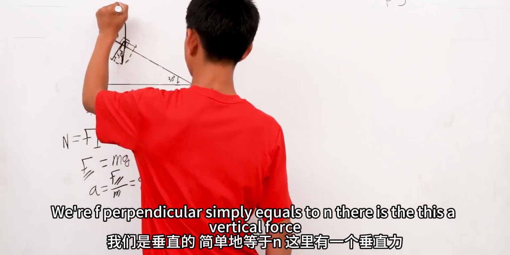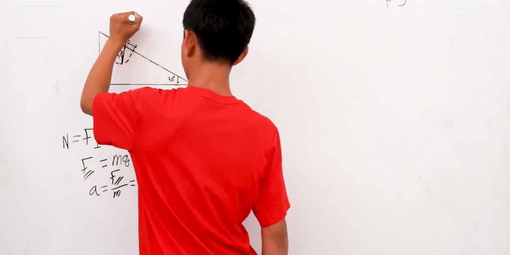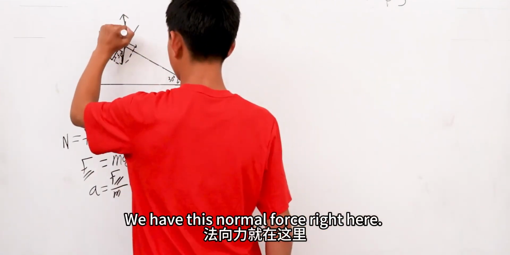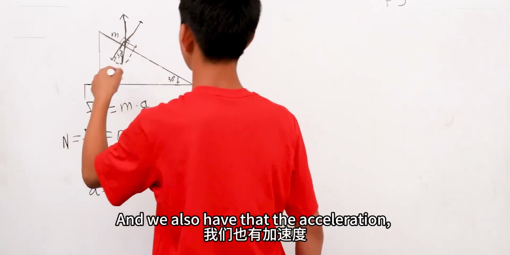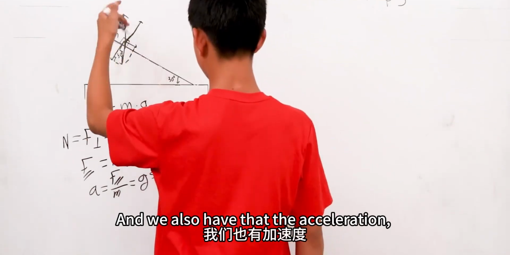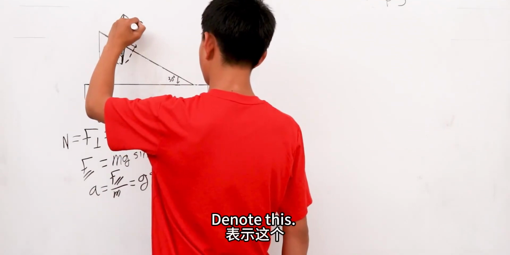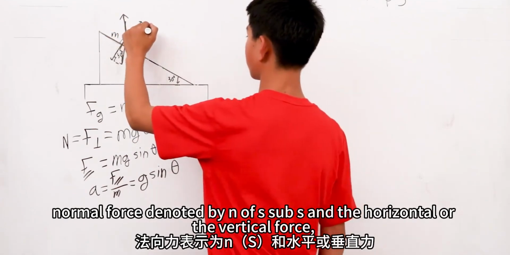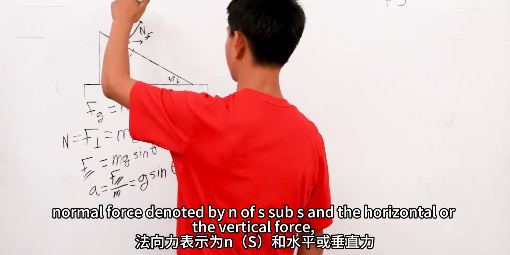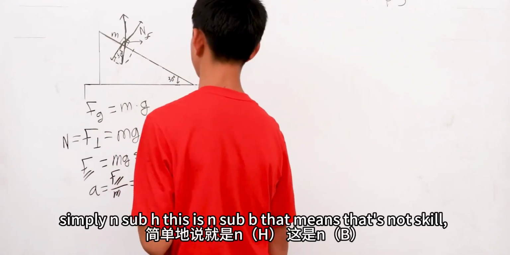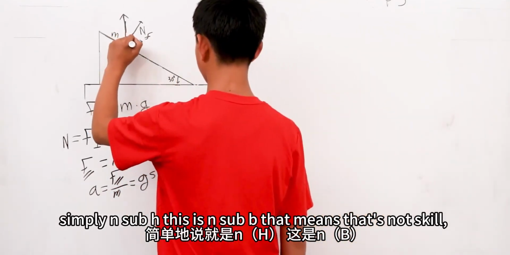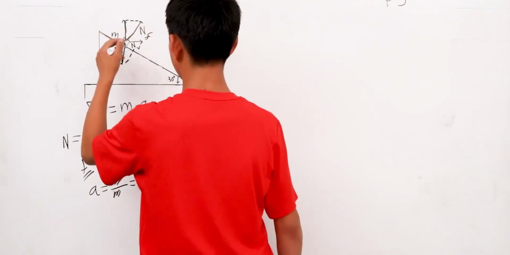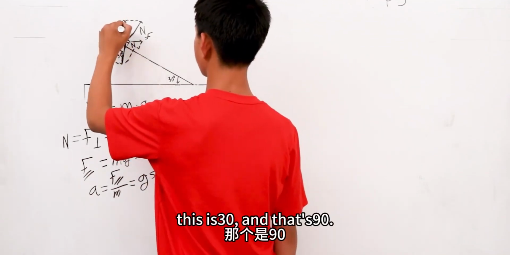There is this vertical force here. We have this normal force right here. And we also have the acceleration, but we know that doesn't matter. So, denote the normal force by n sub f, the horizontal force n sub h, and the vertical force n sub v. That's not to scale, but this is again a good triangle to know. This is 30 and that's 90.